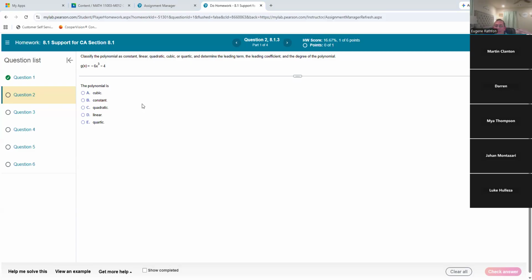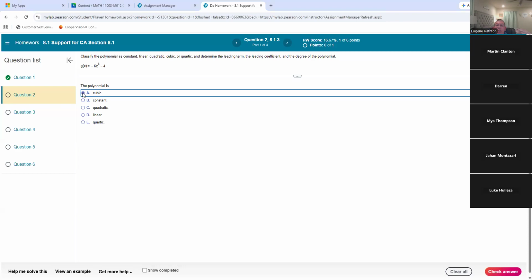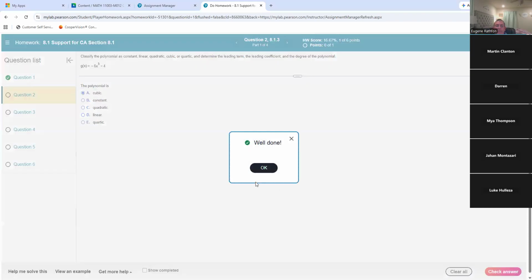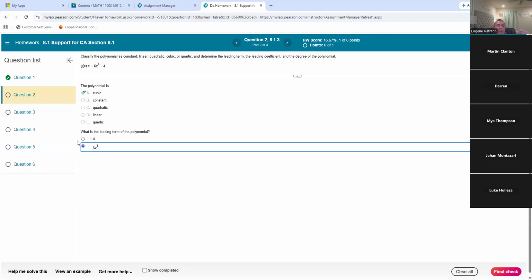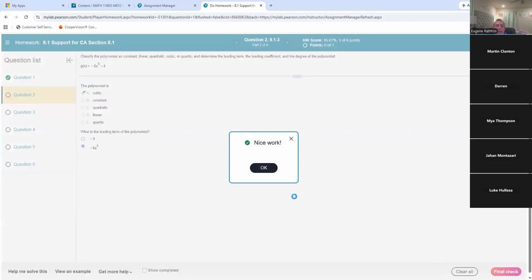All righty, y'all. So this one, negative 6x cubed minus 4. Highest exponent's a 3. So when the highest exponent or degree was 3, we said that one would be cubic. So y'all check that answer. What is the leading term of the polynomial? Well, the one that had the highest exponent, that's going to be the negative 6x cubed. So see, this one had two terms. All right, check that answer.